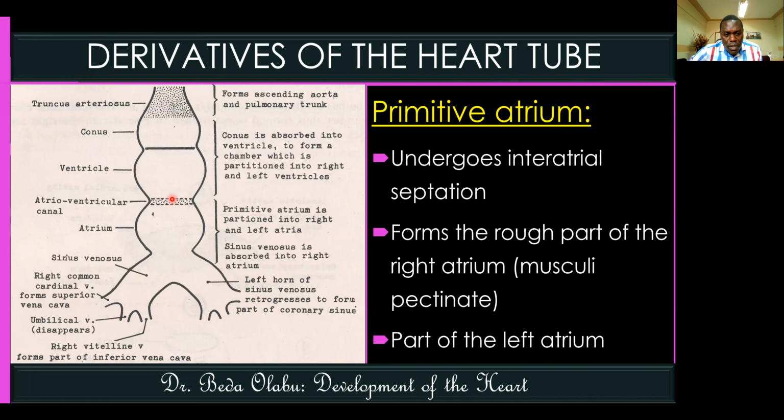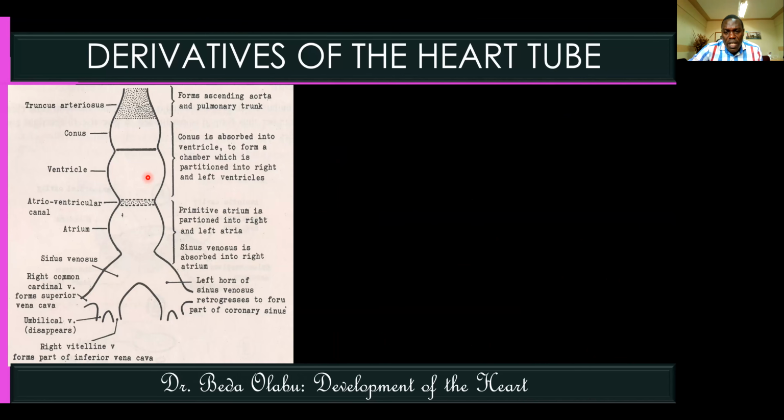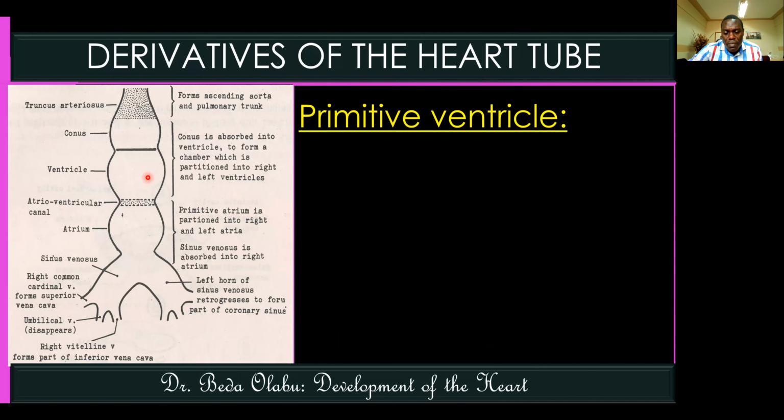Okay, so from the atria, we go to the ventricles. This is the primitive ventricle. The primitive ventricle also undergoes septation. In this manner, there'll be a septum that forms here. That septum divides the primitive ventricle also into two.